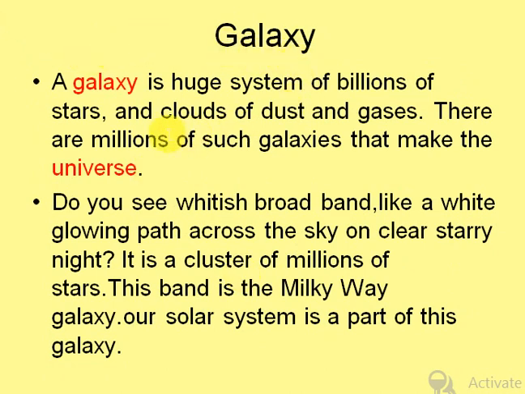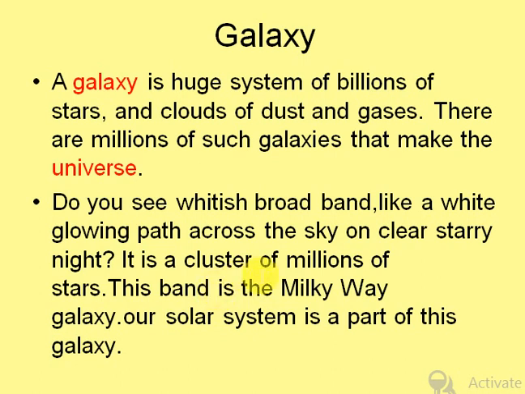Now let us have a quick look at the galaxy. It's a huge system of billions of stars, clouds, dust and gases. There are millions of such galaxies that make the universe. Do you see a broad white band, like a glowing path across the sky on a clear starry night? It is a cluster of millions of stars. This band is the Milky Way galaxy, and our solar system is a part of this galaxy.